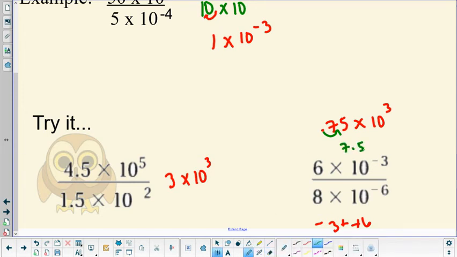7.5 times 10 to the second power. I had to take 1 away.